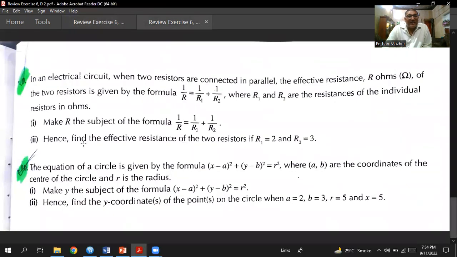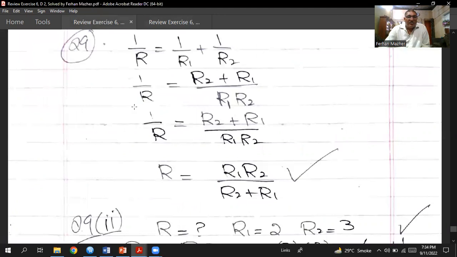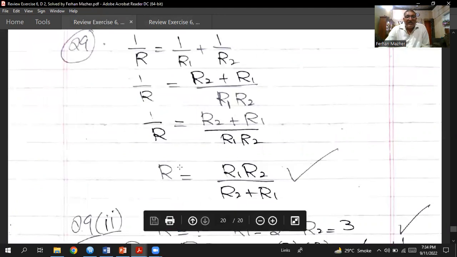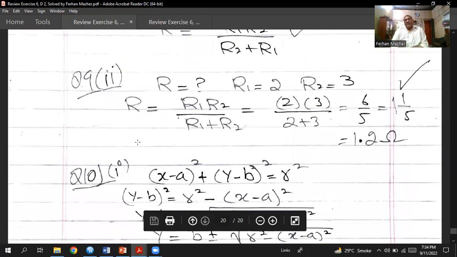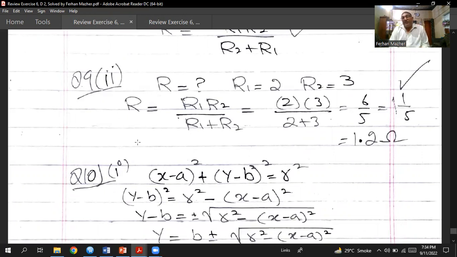Okay, now the second part is: hence find the effective resistance of the two resistors if R1 is equal to 2 and R2 is equal to 3. So very simple. I will put the values here and this will give me the R value. So R is equal to R1 R2 divided by R1 plus R2. That will be 2 into 3 divided by 2 plus 3, and that will be 6 by 5. That is 1 whole 1 by 5, which is 1.2 ohms.